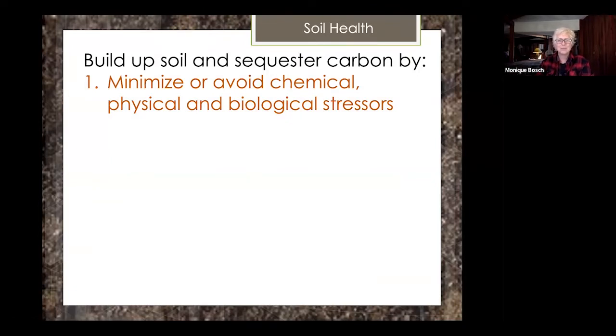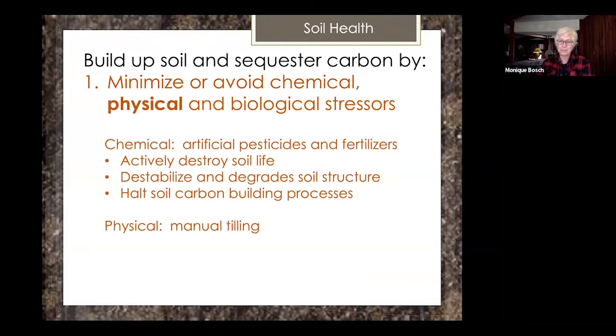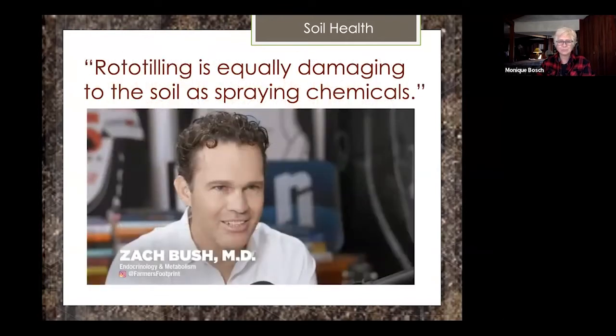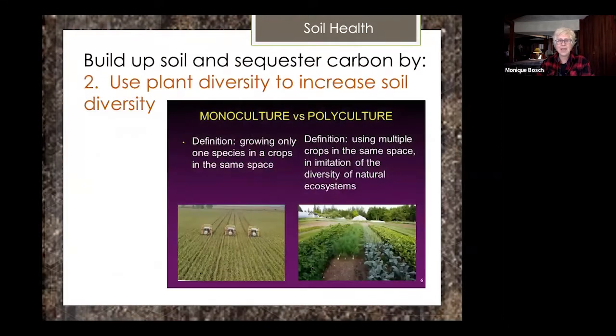So for example, try to avoid any type of chemical or physical or biological stressors. So chemicals, obviously, pesticides, fertilizers for obvious reasons, and manual tilling. Zach Bush, who's a brilliant endocrinologist, says rototilling really is as equally as damaging to the soil as spraying chemicals. So trying no-till whenever you can. And diversity. The more diverse the plants, the more diverse the life is in the soil.